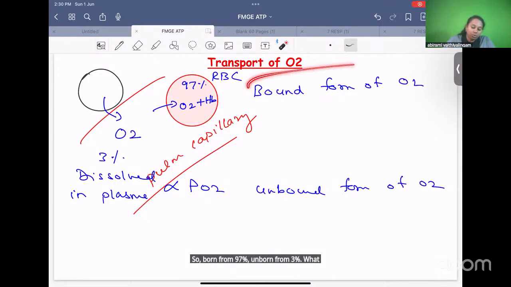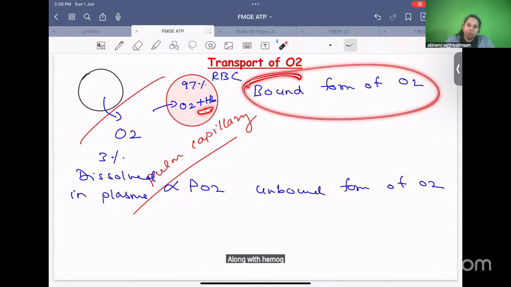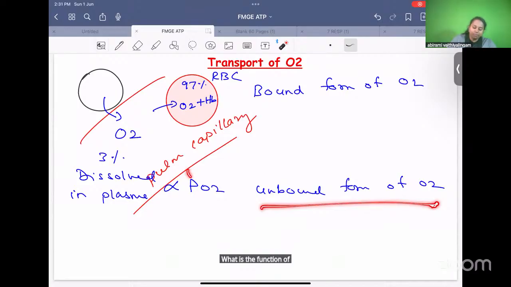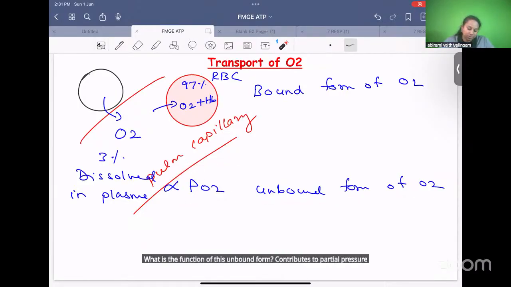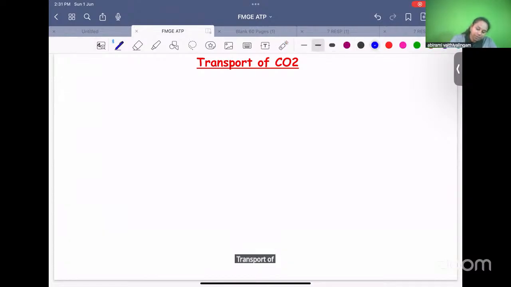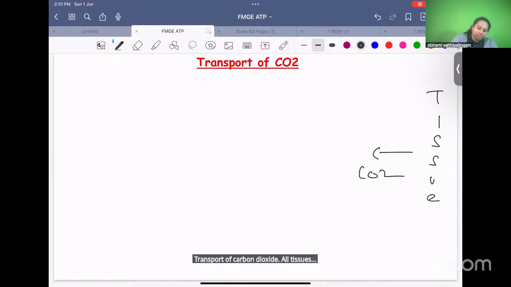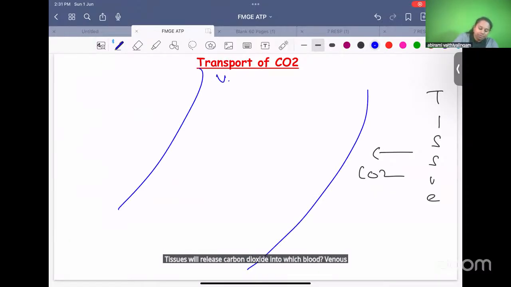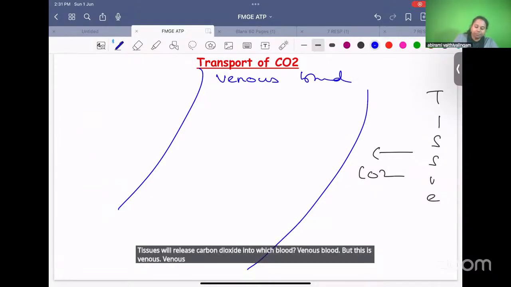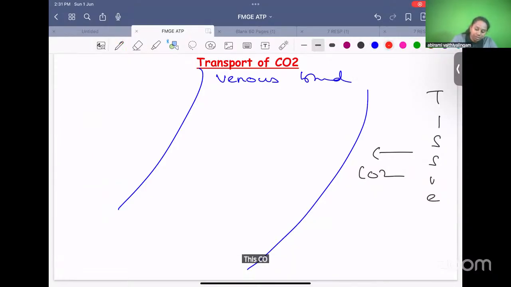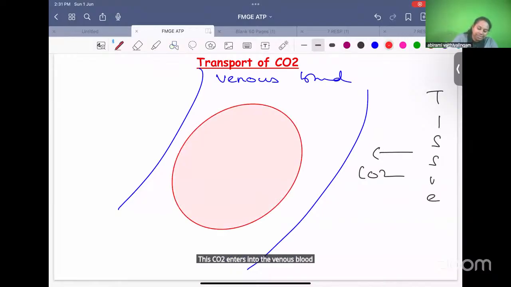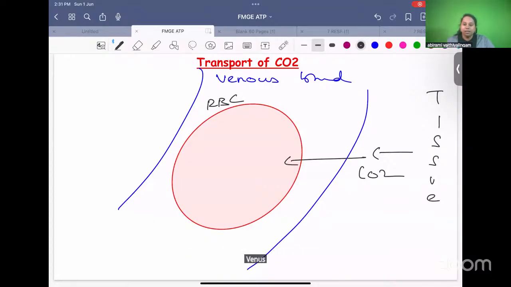What is the function of this bound form? Along with hemoglobin, it will be carried to all the tissues. What is the function of this unbound form? Contributes to partial pressure of oxygen. Transport of carbon dioxide. All tissues release carbon dioxide. Tissues will release carbon dioxide into which blood? Venous blood. So this is veins, venous blood. This CO2 enters into the venous blood RBC.